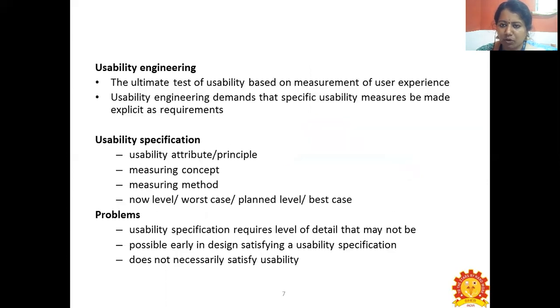Next, we are going to see about usability engineering. Here the ultimate test of usability is based on the measurement of the user experience. Usability engineering demands that specific usability measures be made explicit as requirements. In the usability specifications, we have a usability attribute or principle, the measuring concept, the measuring method, and the levels: now level, worst case, planned level, best case.